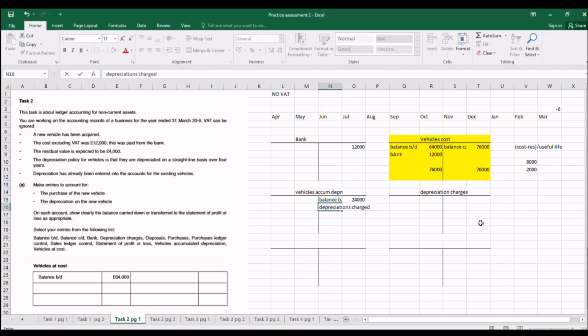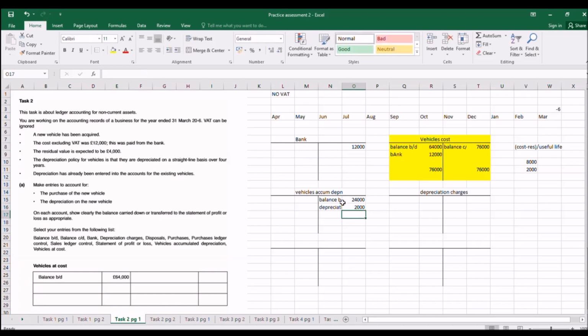Yep, this one here. There's an option there, and that's going to be the amount, that £2,000 that we calculated over here. So if we want to redo the calculation, 12,000 minus the residual value of 4,000, put that in brackets, and then divided by the 4 years.